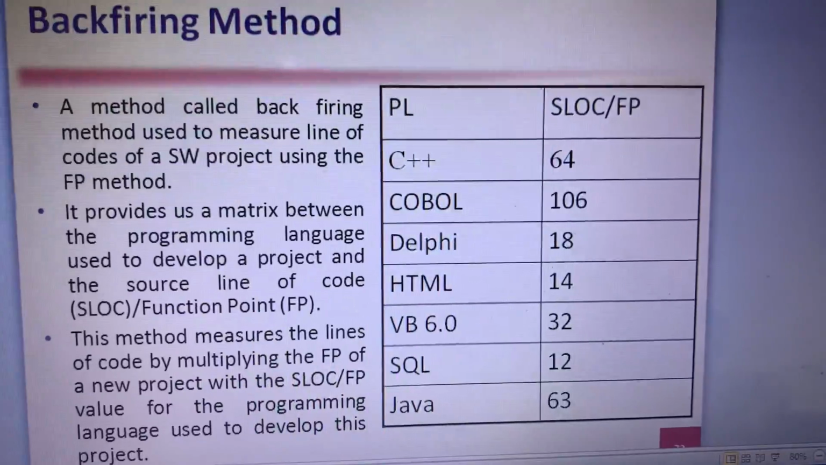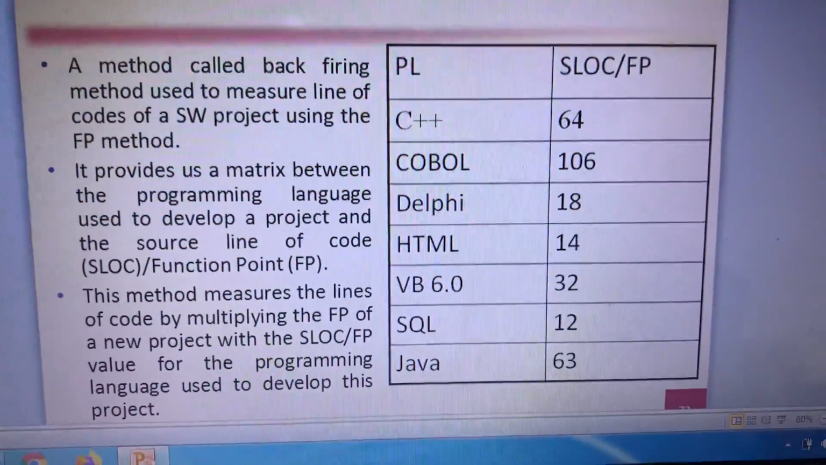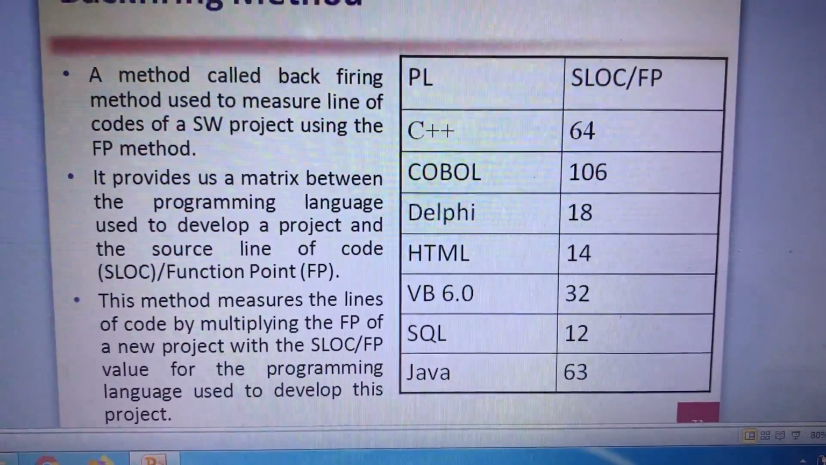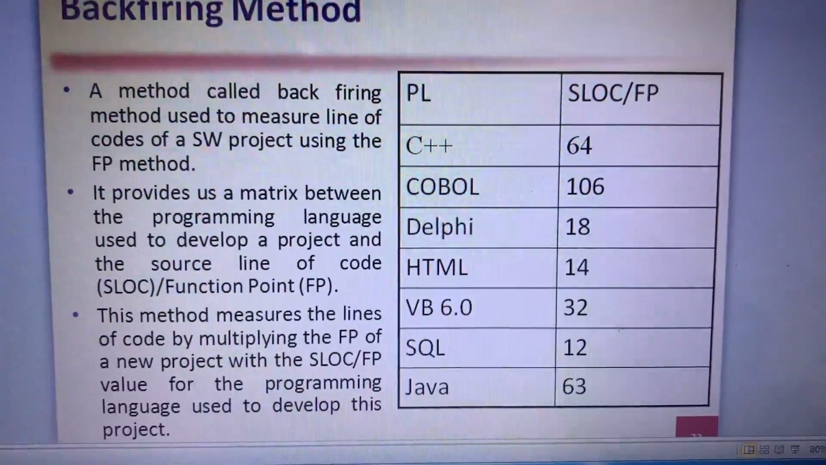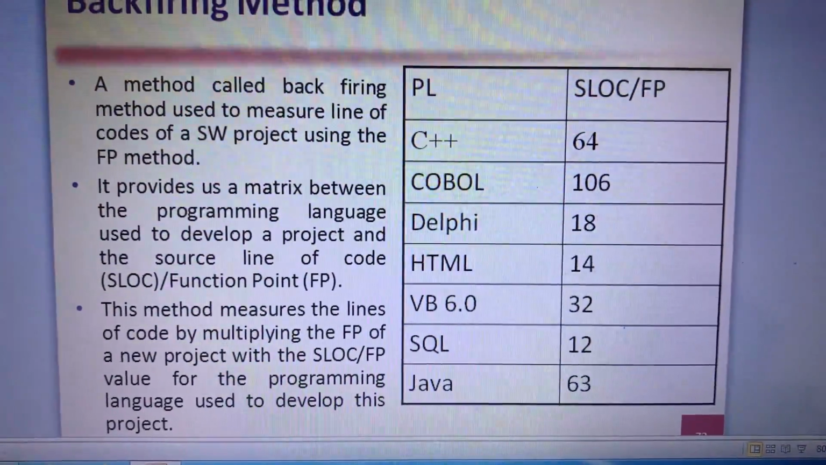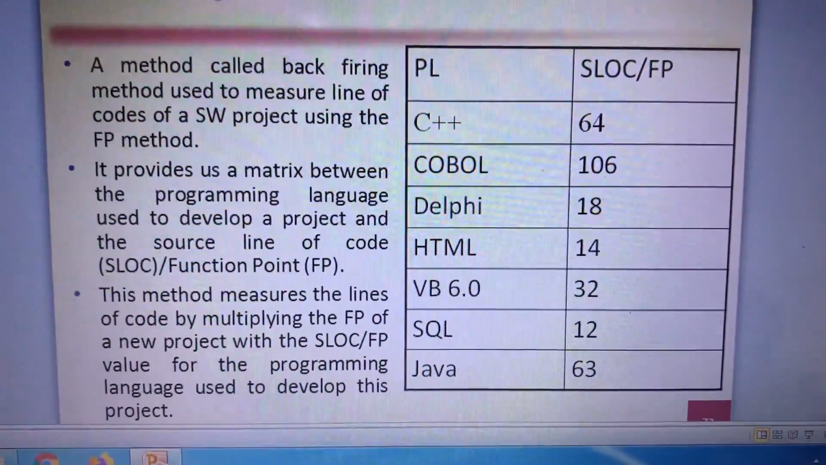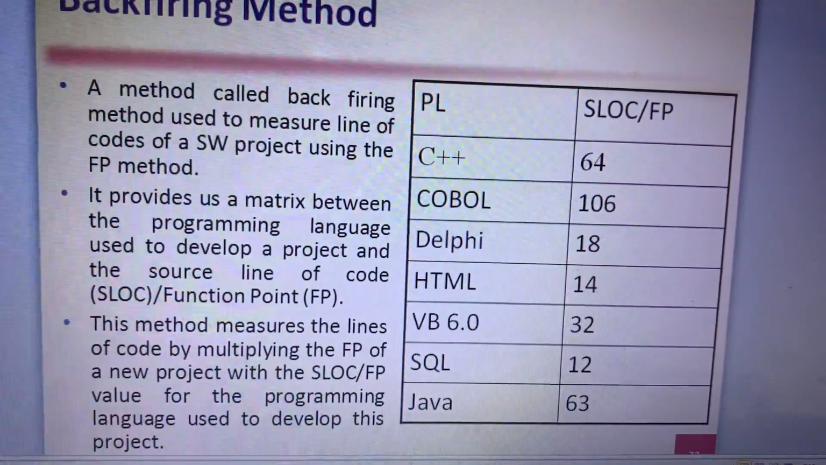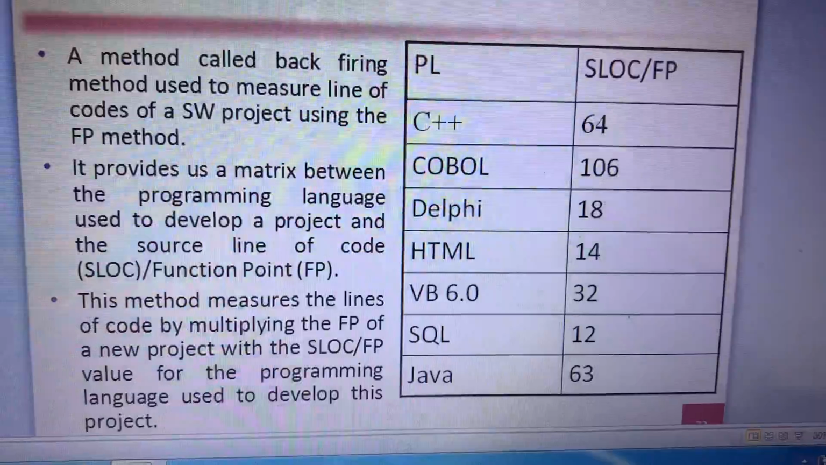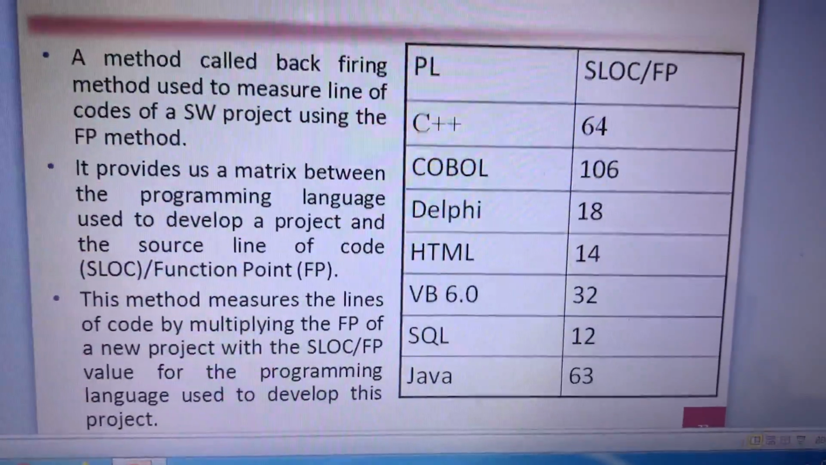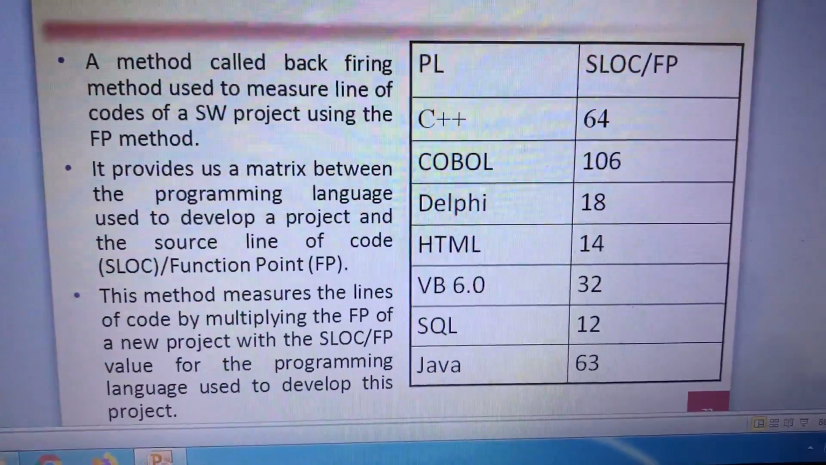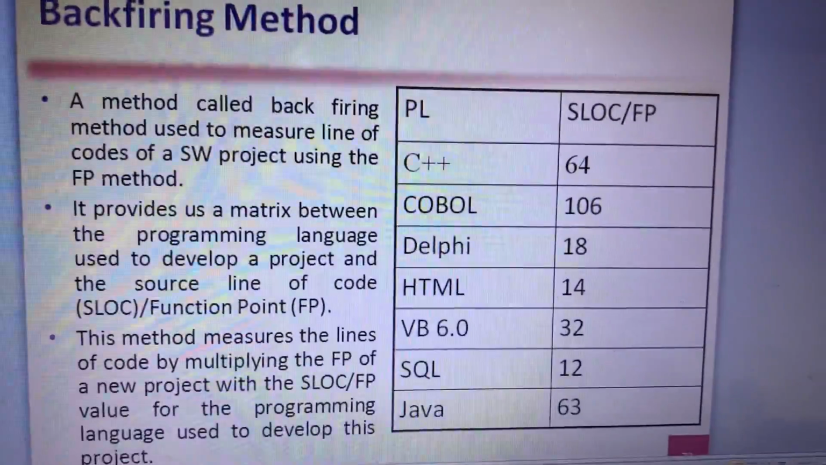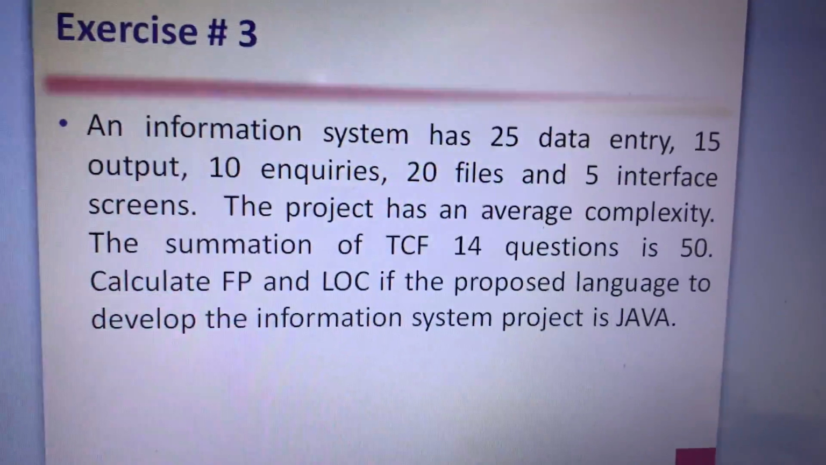We have programming language and average source lines of code per function point. For C++ it is 64, COBOL 106, Delphi 18, HTML 14, Visual Basic 632, SQL 12, Java 63. So you have SLOC per function point. Whatever programming language you are using, you select the source lines of code per function point, multiply by the function points of the new project, and you have the size in SLOC.